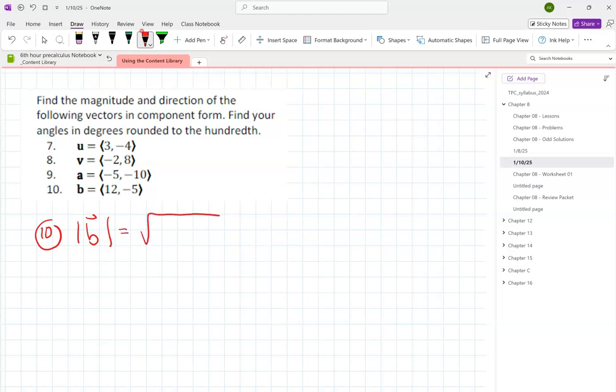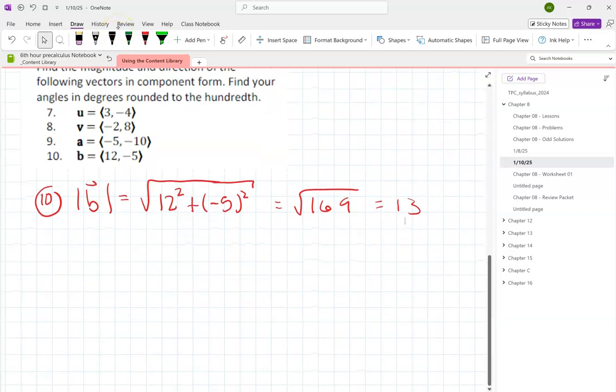So I know the magnitude, if I'm in component form, is just the x component squared plus the y component squared, all square rooted. So that's 144 plus 25, that's 169. So that's just 13. Josh, you feel okay there? Yep, the direction is the trickier part.